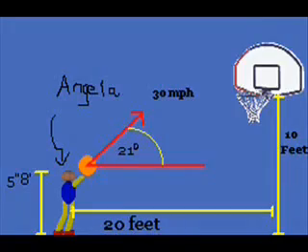Here we have Angela, 5 feet 8 inches, 20 feet away from the basket. The basket from the floor is a mean 10 feet. She's shooting at a 21-degree angle, 30 miles per hour.